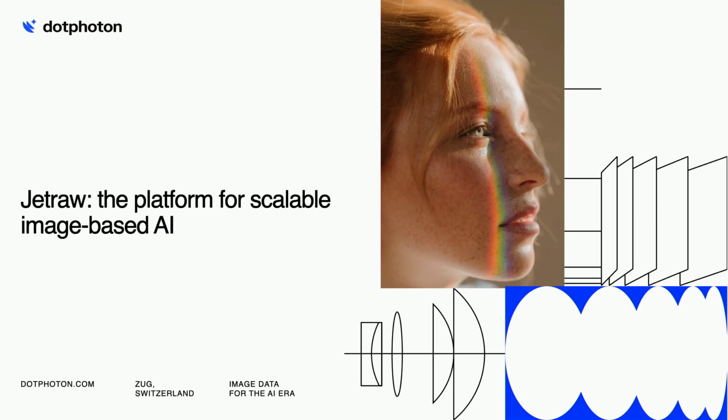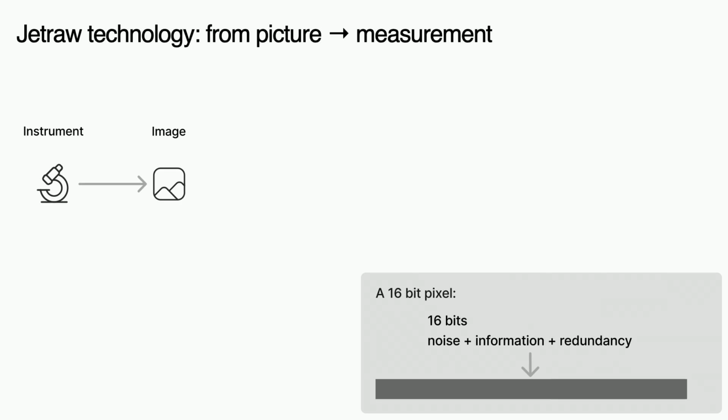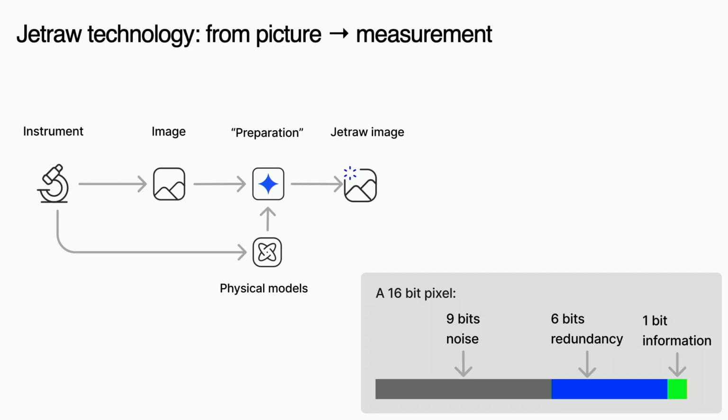a massive amount. Our assumption is that you can do this with a platform that is physics-based, that puts physics-based concepts into AI. The platform is called JetRo. The technology behind it, sorry, I'm going to go a bit technical here, is that when you take an image with an instrument, that image contains lots of data, and each pixel, you don't know how much noise you have in it. It's a mixture of noise, signal, and redundancy. However, if you take a physical model of how that image was taken, how many photons hit that pixel, what you can understand is that of those 16 bits, I have only 1 bit of information.